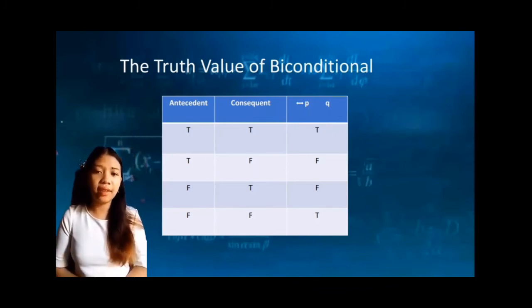As you can see, sa conditional, isa lang ang answer na false. Pero dito sa biconditional, we have two false. And yon is kapag ang isa sa kanila ay false, meaning to say, ang answer na is false. So yan ang truth value ng biconditional.